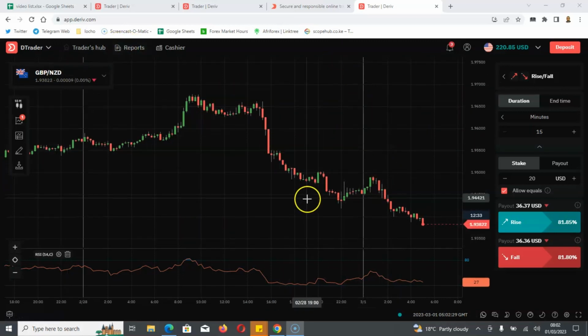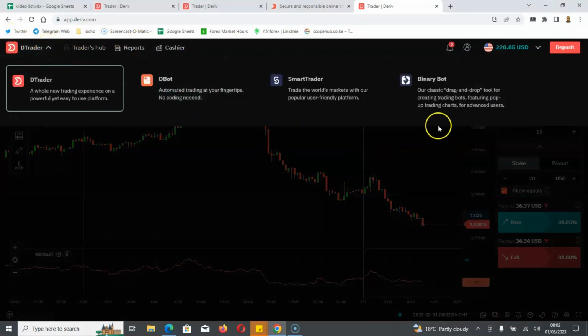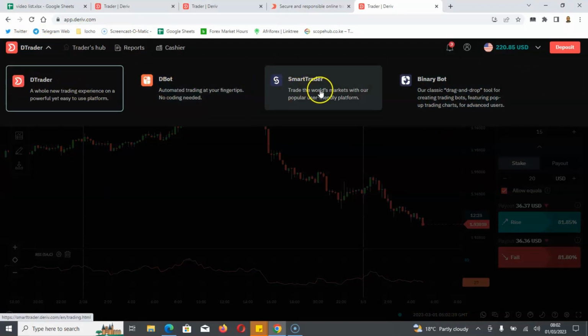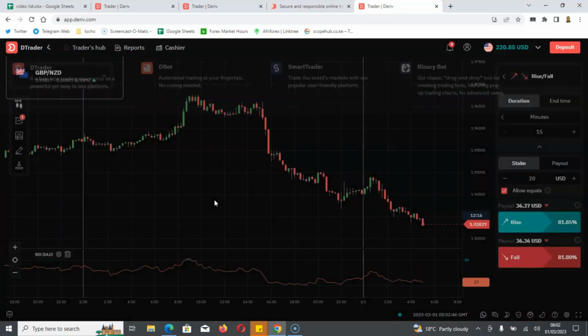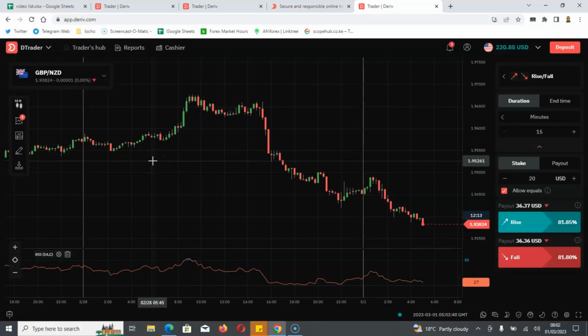So once you log into your account, it might land on this particular page or platform, and we have four: we have DTrader, we have DBot, we have Smart Trader, and Binary Bot. So basically the one I really want you to choose is DTrader, because DTrader is for digital options. You can trade many digital options on it.